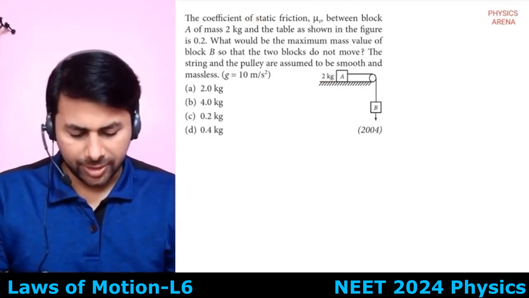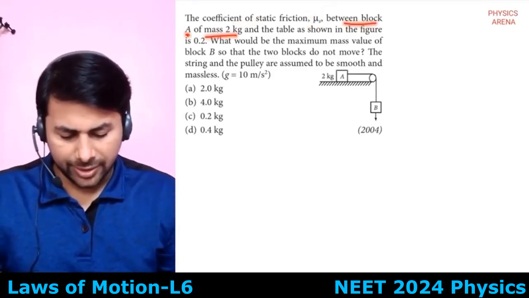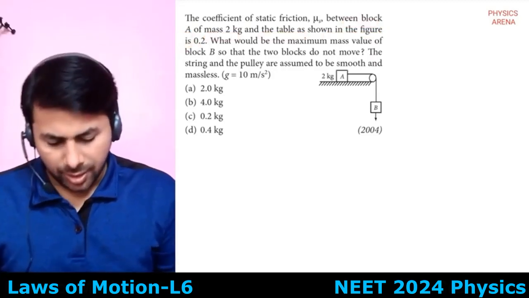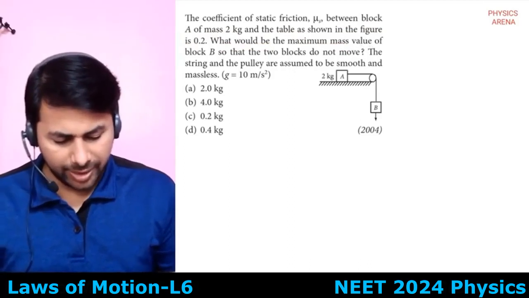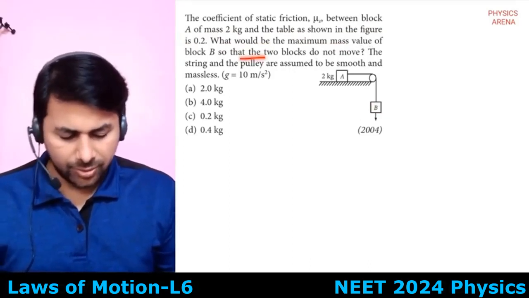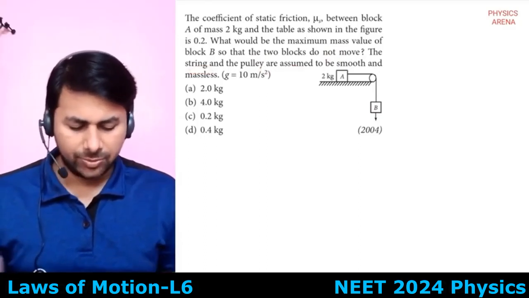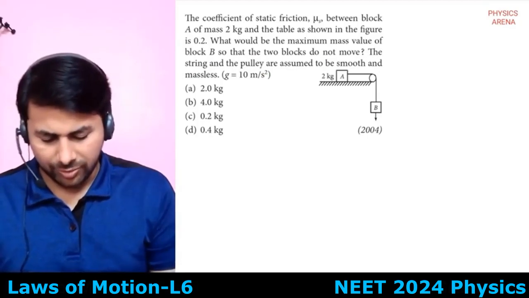The coefficient of static friction mu s between the block A of mass 2 kg and the table, as shown in the figure, is 0.2. What would be the maximum mass value of block B so that the two blocks do not move? The string and the pulley are assumed to be smooth and massless. Now, what can we do?